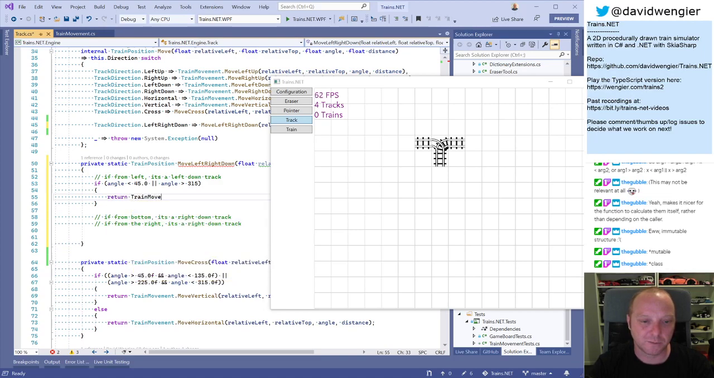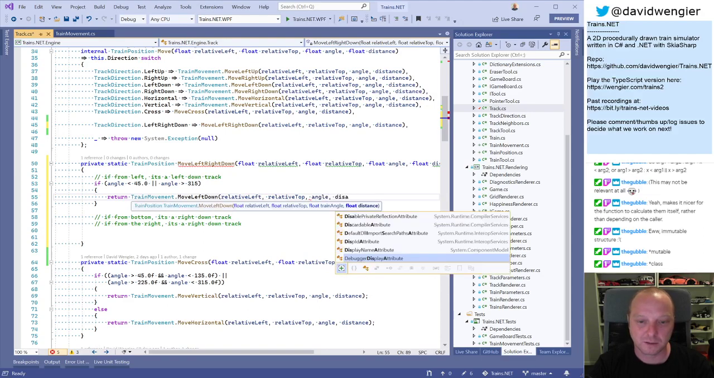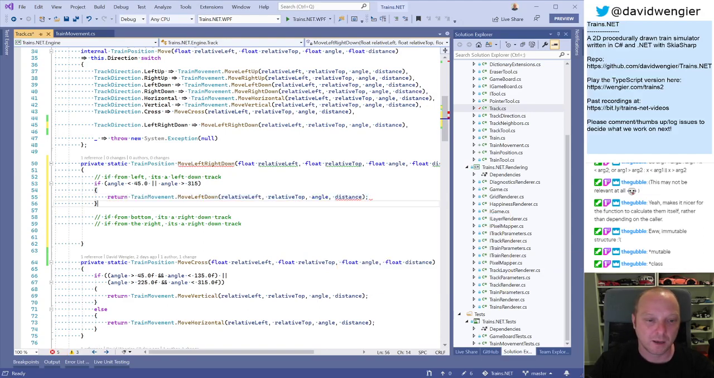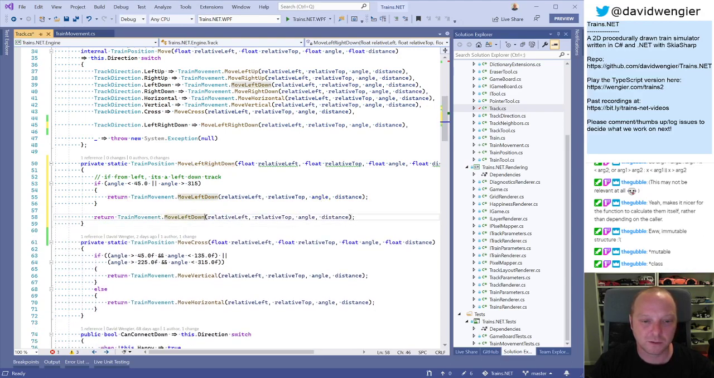Return train movement dot left down and pass in the world. And get rid of this window. Top, angle, distance. And then otherwise we just return right down. That makes sense. Let's see if it works.